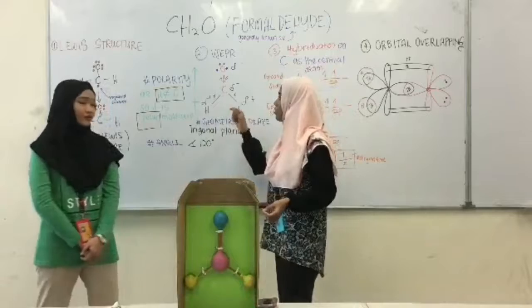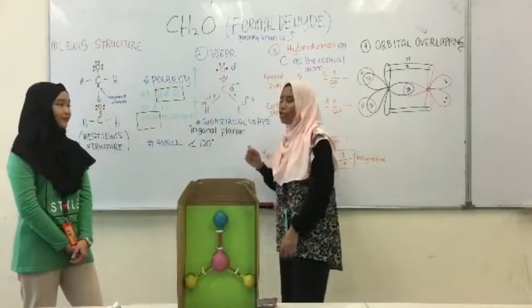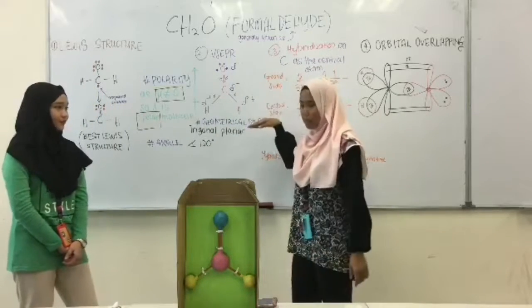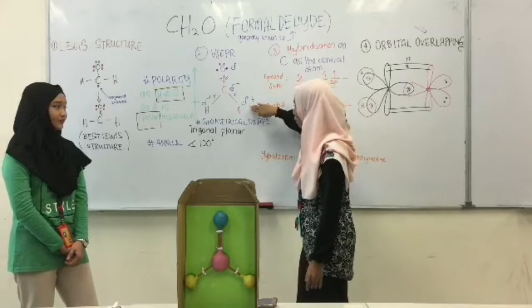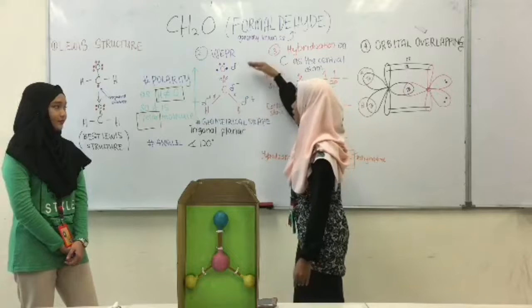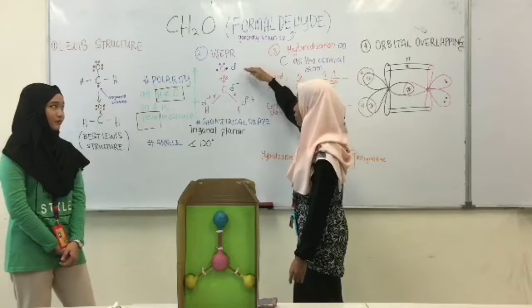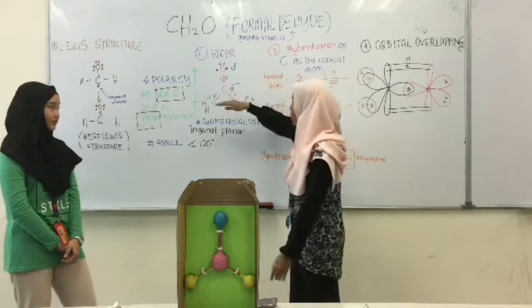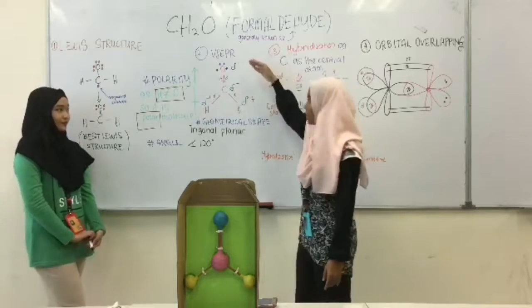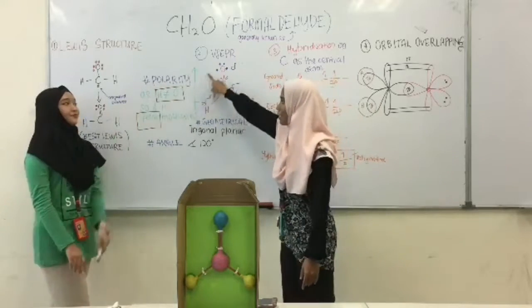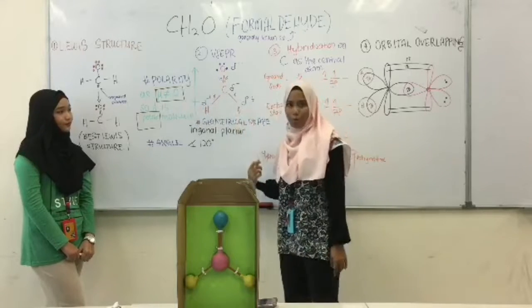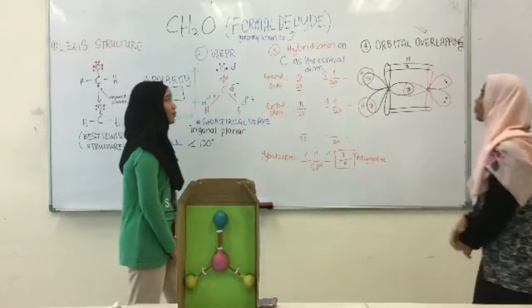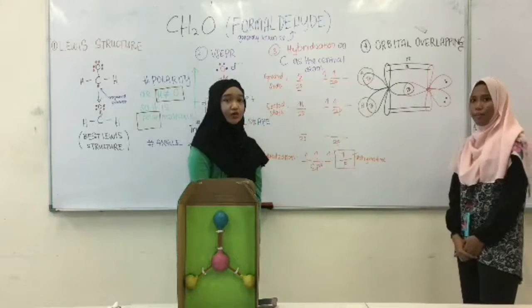Okay, for the polarity, oxygen is more electronegative than the other two elements. So the polarity is always from delta positive, which is H, to delta negative, the most electronegative, which is oxygen. So the polarity is pointing upward, which means the net dipole moment is not equal to 0, and this is a polar molecule.